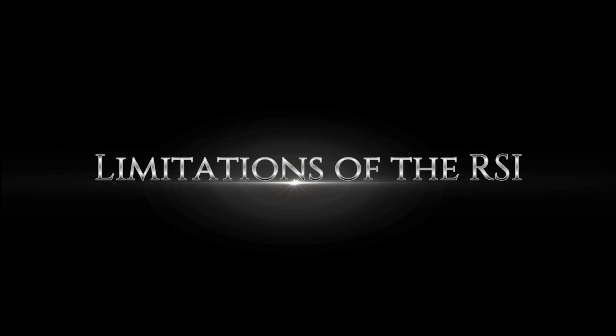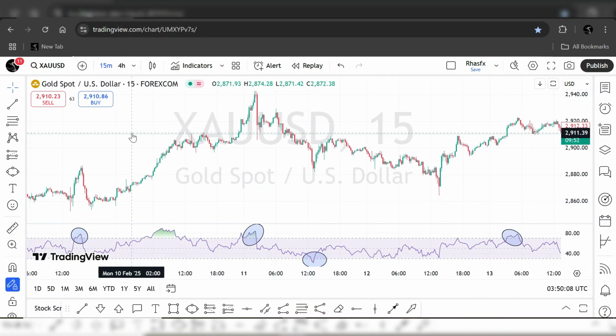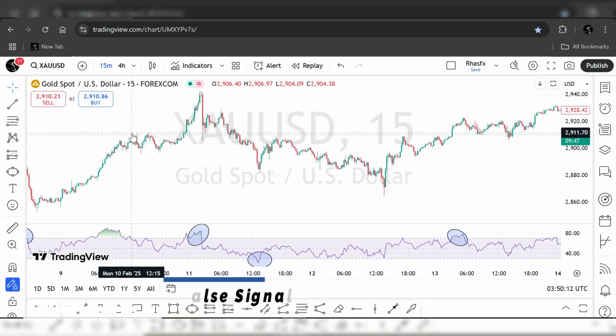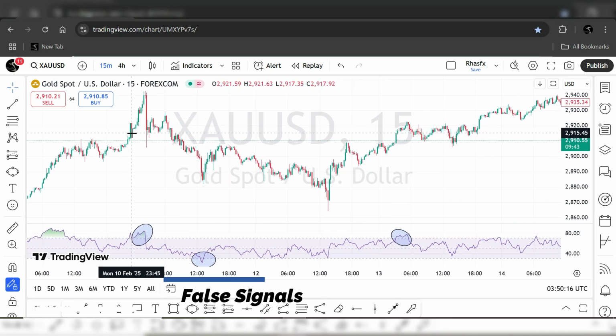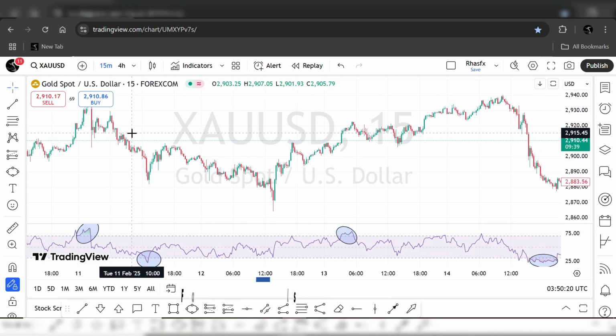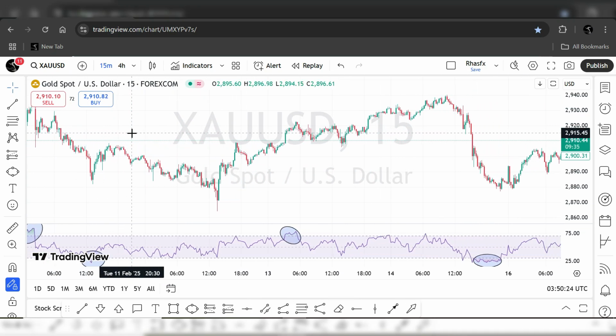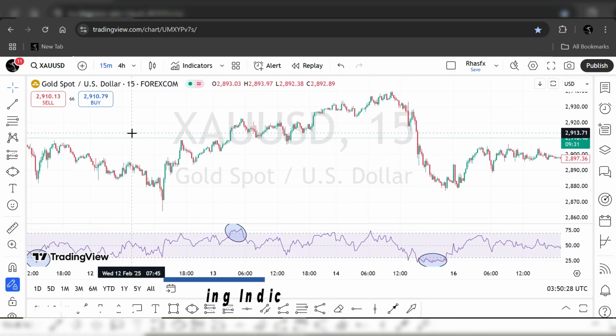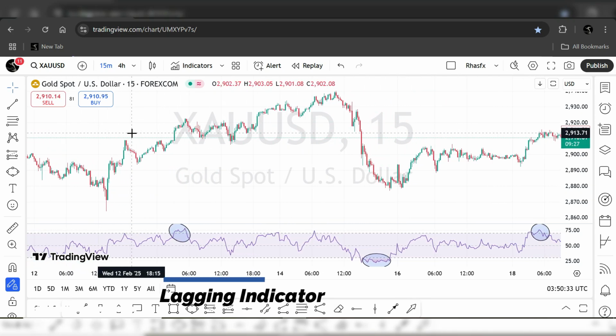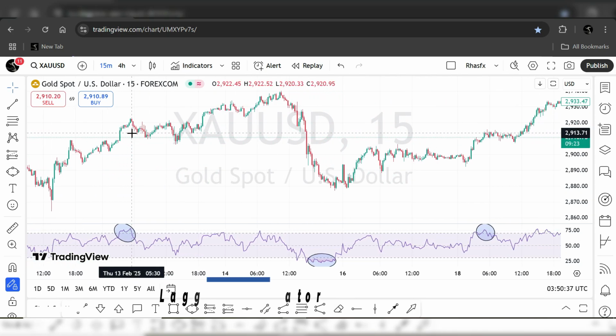While the RSI is a powerful tool, it's not without flaws. False signals. In strong trending markets, the RSI can remain overbought or oversold for extended periods without reversing. Lagging indicator. As a lagging indicator, the RSI may not always provide timely signals.